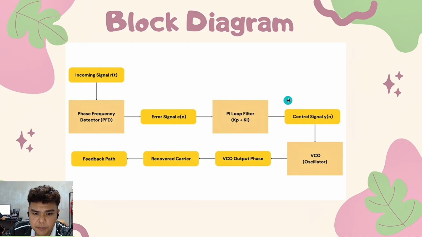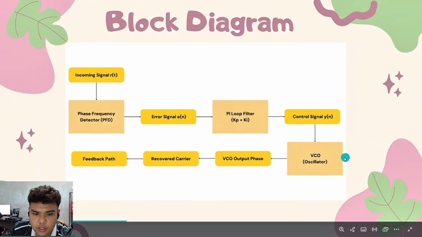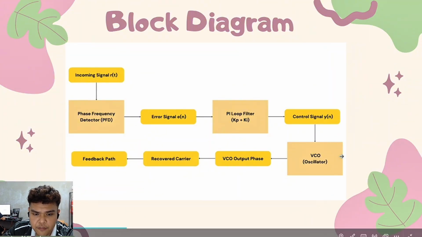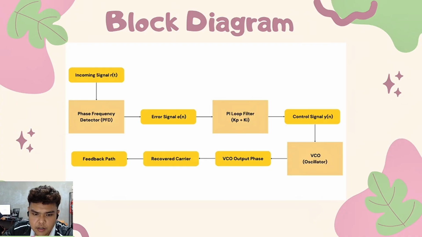Next, the control voltage is applied to the VCO, which adjusts its output frequency and phase accordingly. The VCO generates a local signal that continuously tracks the incoming signal. The VCO output is then fed back to the PFD, forming a closed loop system. This process continues until the frequency and phase differences are minimized. Once the system reaches this condition, the PLL is considered locked, meaning successful synchronization has been achieved.